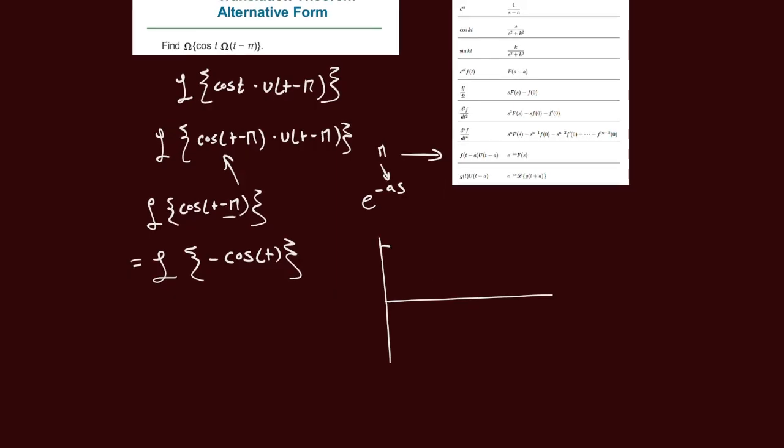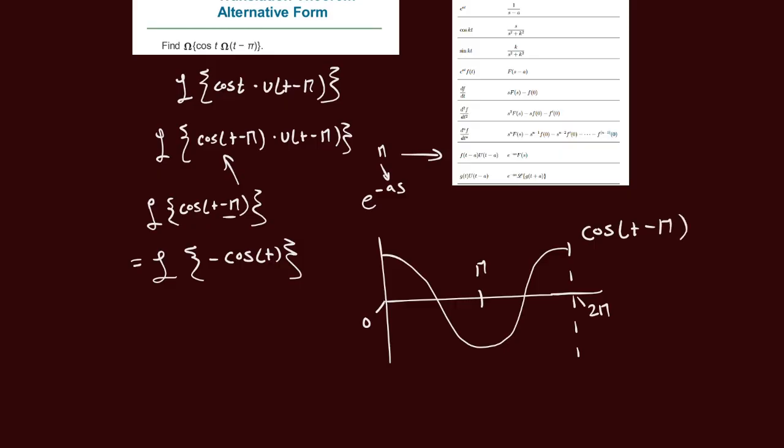So imagine this is just regular cos. Hold on. So this is cos of t. So this is just pi. This is 0. This is 2 pi. So what's cos t minus pi supposed to look like? It shifts everything to the right by pi units. Let me continue this so we can see how this looks as we continue on.